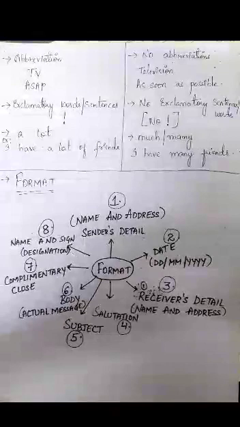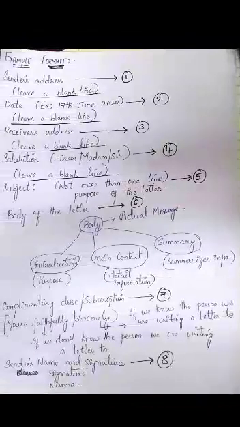Okay, now let me explain in brief the format of the letter. As you can observe on the screen, the first thing we have to write when we are writing a formal letter is the sender's address. The sender's address is usually put on the top right hand corner of the page. The address should be complete and accurate in case the recipient of the letter wishes to get in touch with the sender for further communication. Okay, so the first thing is the sender's address. Then leave a blank line.